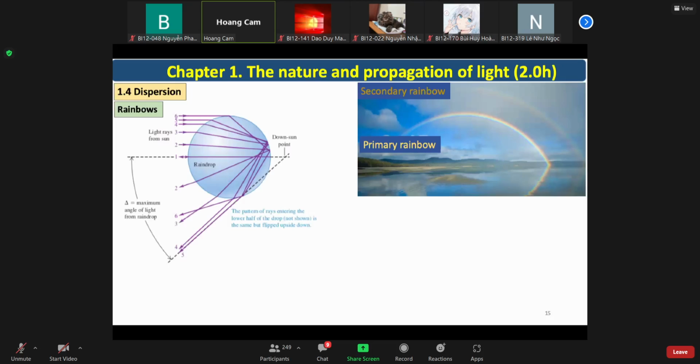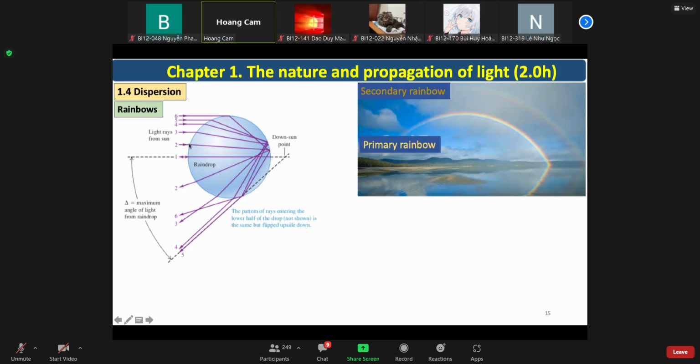So we will have a look at how the light rays from the sun go when they face the raindrop. Here we go. The first one has a direction like the diameter, so it will go straight, right? Because the angle of incidence is 0.